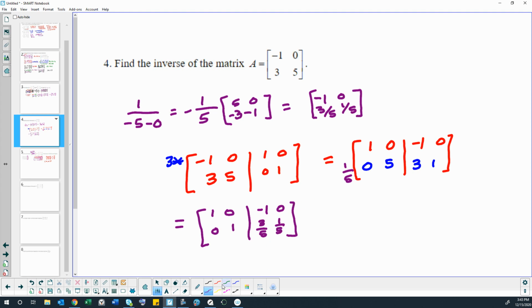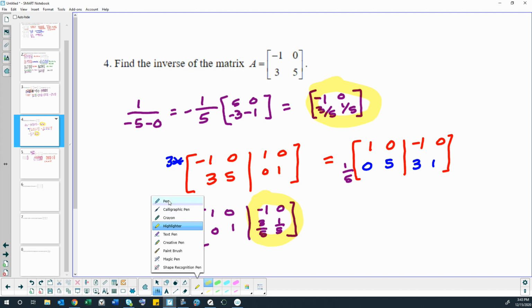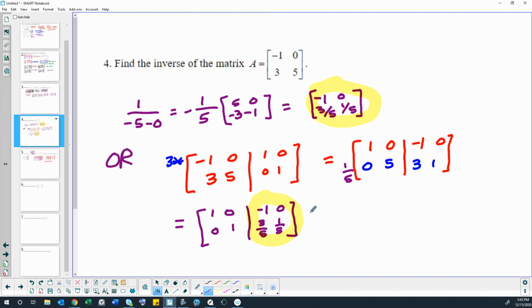So now notice how this thing right here is the same as this. This one I used the formula. This one I did the row echelon form, which is what you would need to do with your 3 by 3 unless you had a calculator and were allowed to use it to find the inverse.